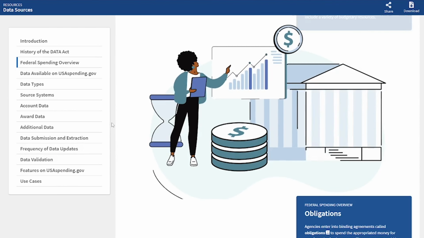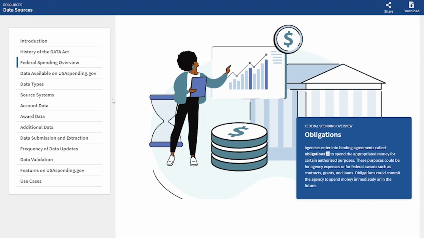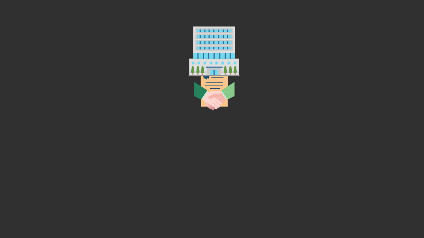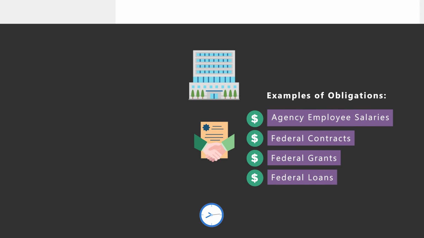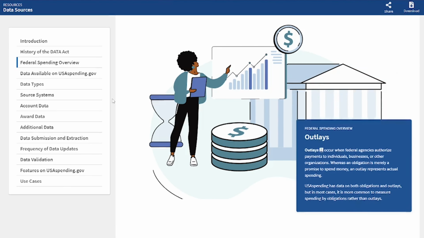Now, when an agency wants to spend budgetary resources, it makes an obligation. Obligations are binding agreements that agencies enter to spend budgetary resources on authorized purposes, such as agency employee salaries or federal awards like contracts, grants, and loans. Please note that these commitments could require the agency to spend money immediately in the current fiscal year or in future fiscal years. When the agency actually makes a payment, these payments are recorded as outlays. Outlays represent the official spending of funds that have been obligated.